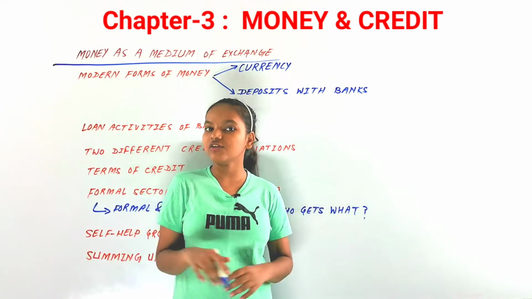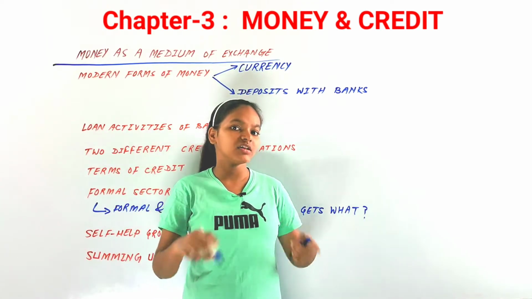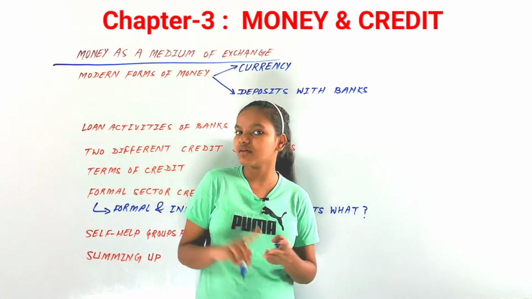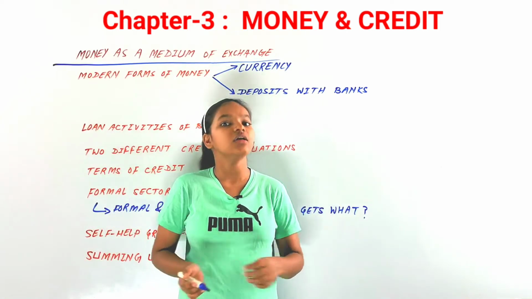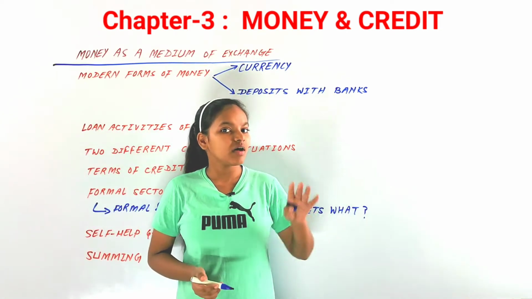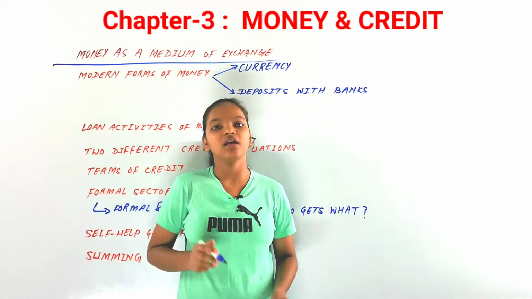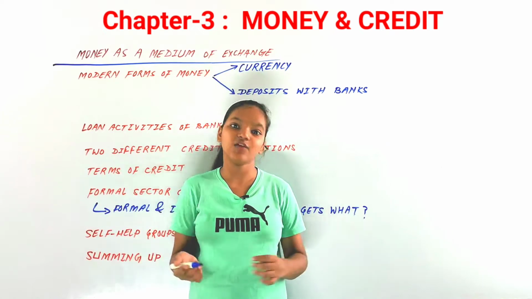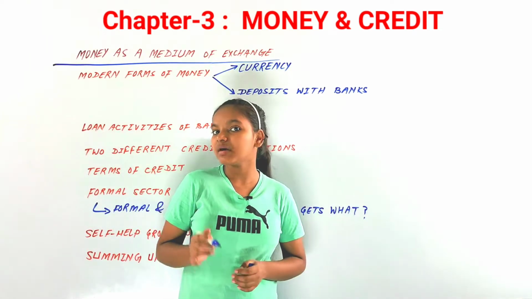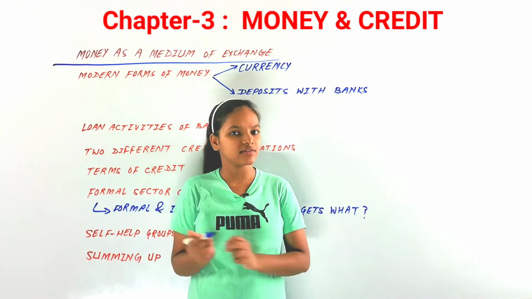You can just use money for buying commodities, for selling commodities, for any service, in exchange for any service as well. That is why money is also known as the medium of exchange, because with money you can exchange anything for anything, and that is why money is known as a medium of exchange.